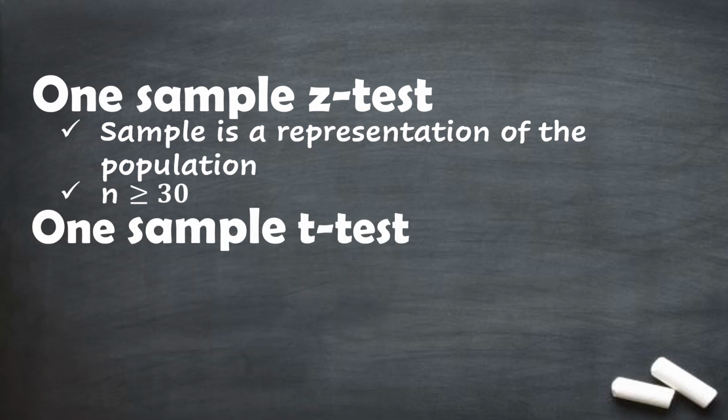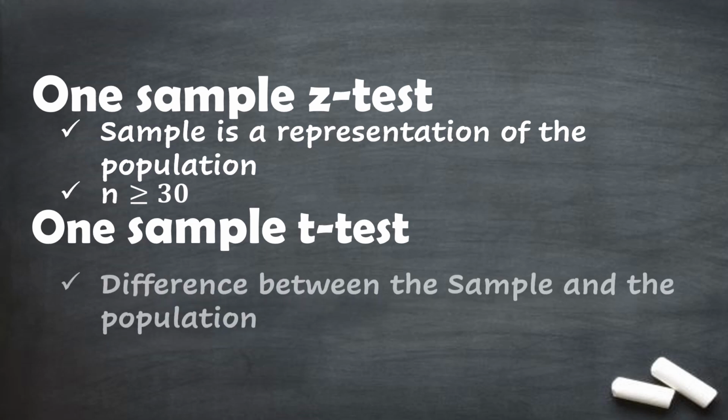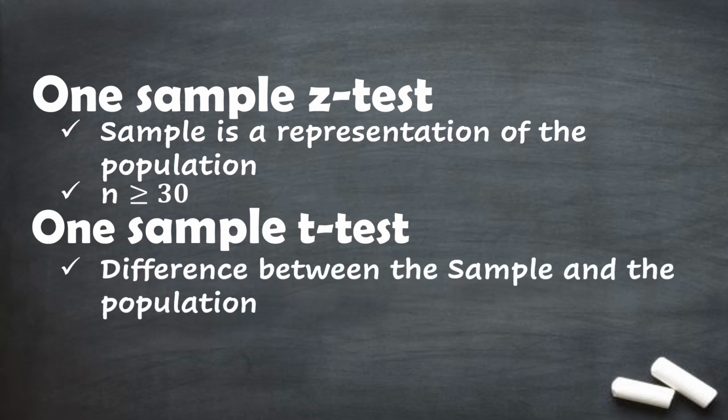Next is one sample t-test. We will use one sample t-test if we want to check if there is a difference between the given sample and the population, and the number of samples should be less than 30.